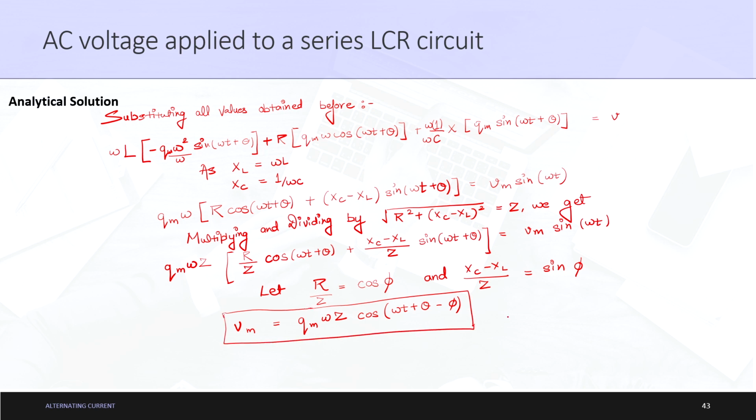Anything more to explain here? So, basically this is okay. This will be V here, which is equal to V m sin omega t. Fine, so this is the equation obtained after this.